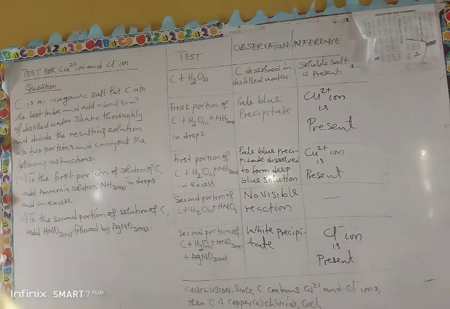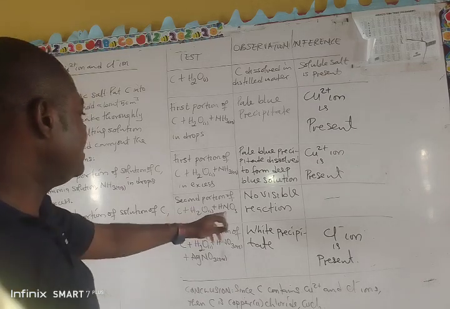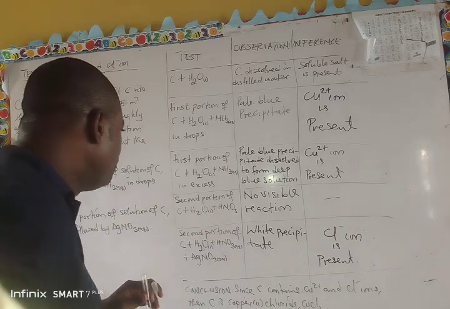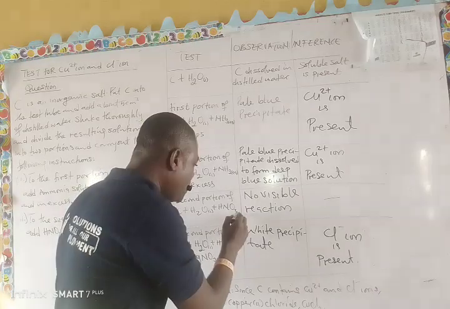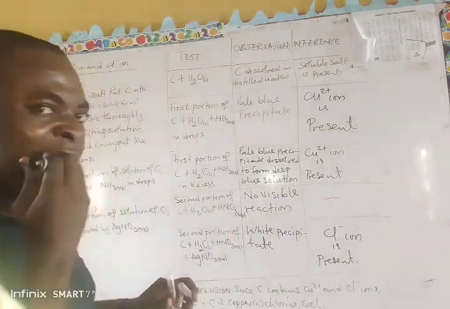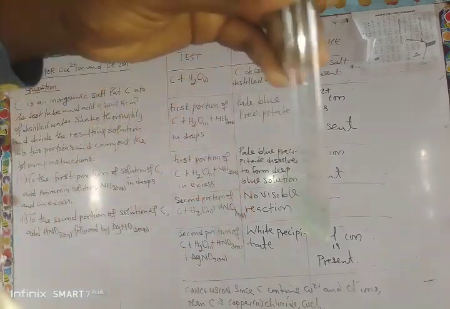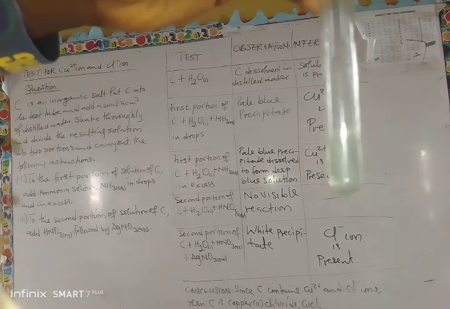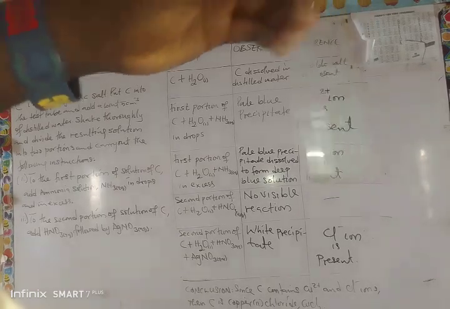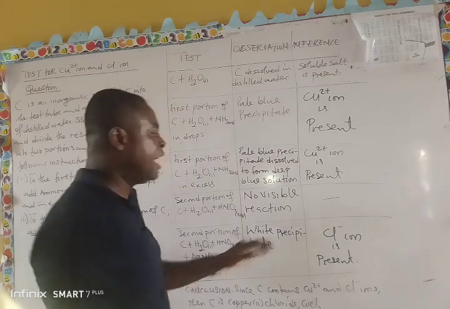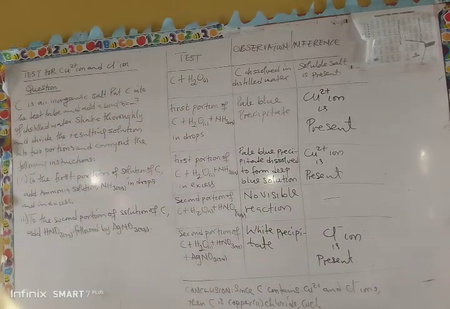So now to the second portion, when we are testing for chloride. To the second portion, we are adding HNO3. We are adding HNO3, so you have to put aq, very important when you are writing. So we are adding this one in drops. When we add in drops, there is no visible reaction, and that's why we have reported here no visible reaction, and we put a dash here. So the next thing to do is that we should now add what?